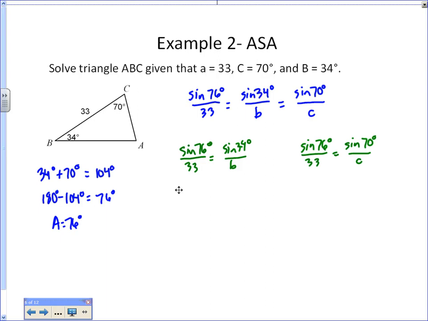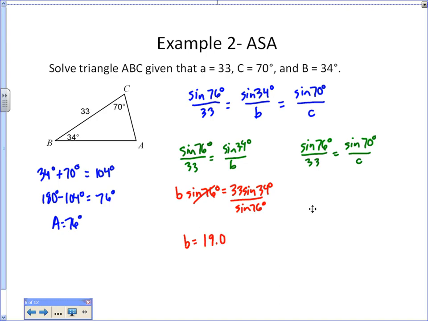So I cross multiply this, and I get B, and that's a B, not a 6, B sine 76 equals 33 sine 34. Okay, so we would divide this side by sine of 76. In our calculator, this is 33 sine 34, enter, divided by sine 76, enter. So that's 19.0, which is something we got on the last one, which is weird. But you know what? Let's see it through.